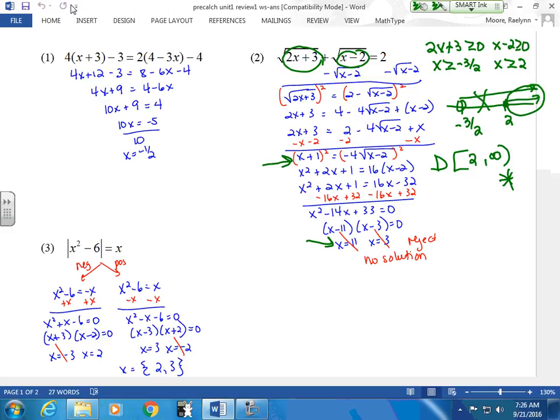In this case, even though they're part of your domain, neither one of them work. They're called extraneous roots. If you reject both, then it's a no solution. Good?